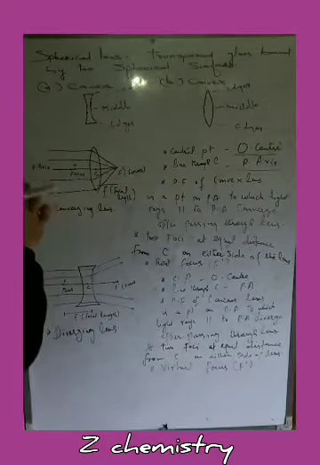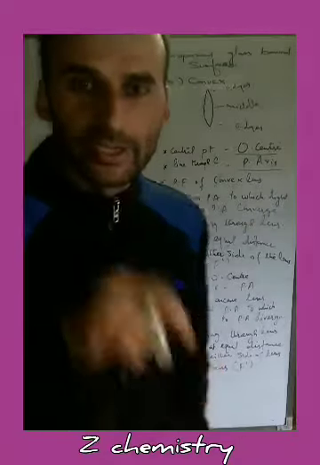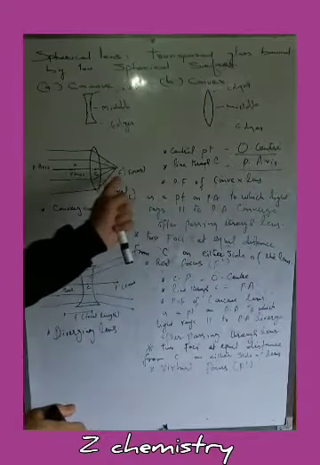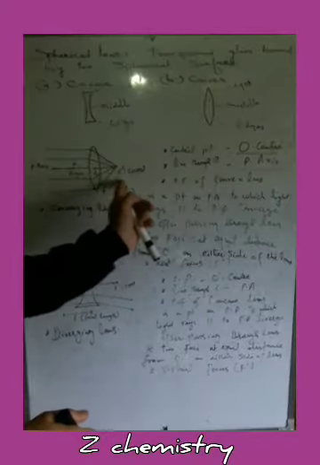There are certain rays which are parallel to this principal axis. When they pass through this lens, they meet at a point. This point is on the principal axis. That particular point is called the principal focus. It is shown by the letter F.